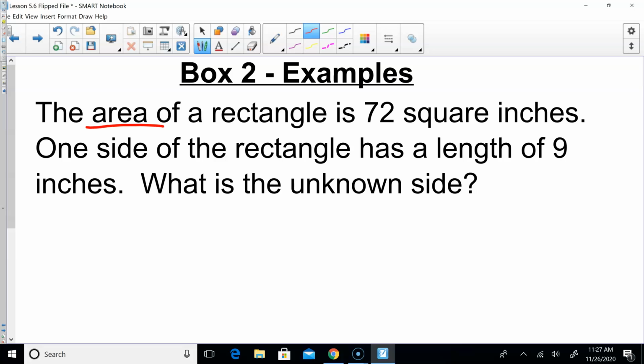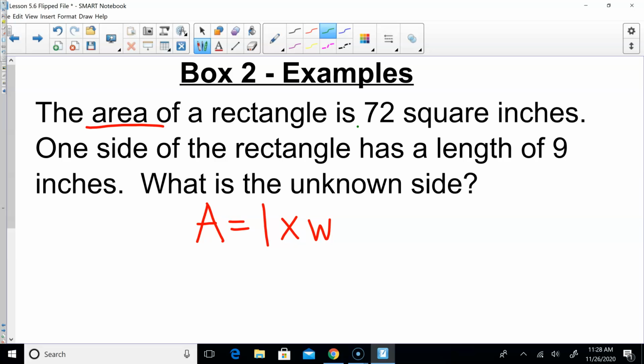So the area, so I know what formula I have to use, of a rectangle is 72 square inches. One side of the rectangle has a length of 9 inches. What is the unknown side? So I'm using the area formula here. Area equals length times width. So now I know that's my formula. Now I can plug in my numbers.